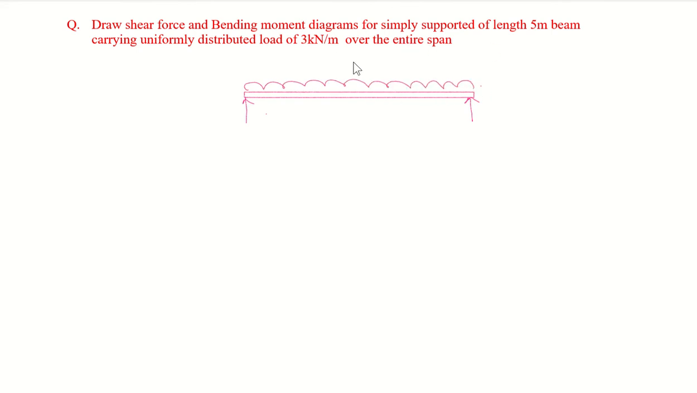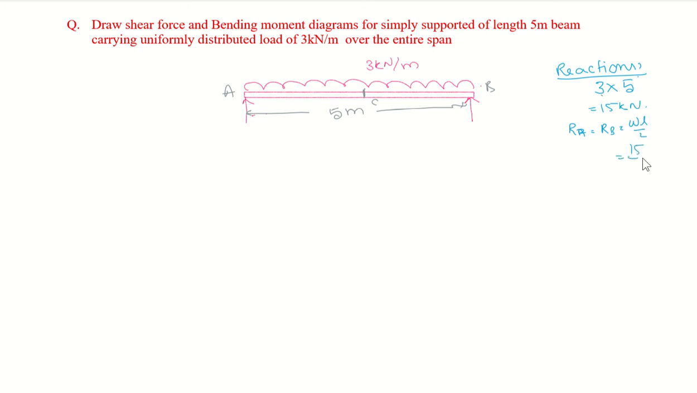And this is very easy to find out. This is 3 kilonewton per meter, and the length is 5 meter. And the points we shall mark as A, B, and this is midpoint C. As we know, the total load will be shared equally by these two supports. So we have the reactions as: total load is 3 multiplied by 5, so that is 15 kilonewton that will be shared by two supports equally. So RA is equal to RB is equal to WL by 2, right? So here 15 by 2, 7.5. So RA is 7.5 kilonewton and RB is 7.5 kilonewton.